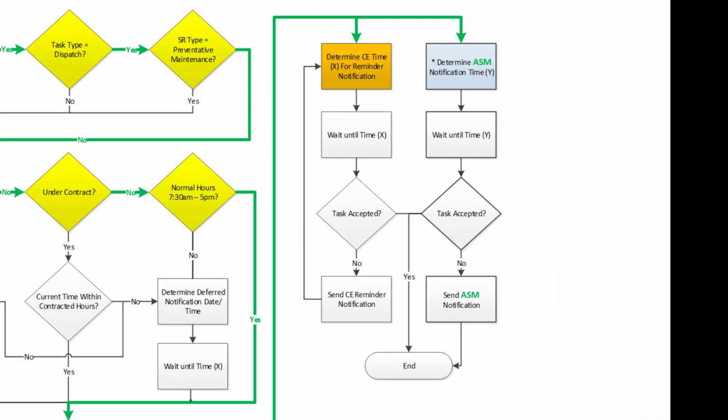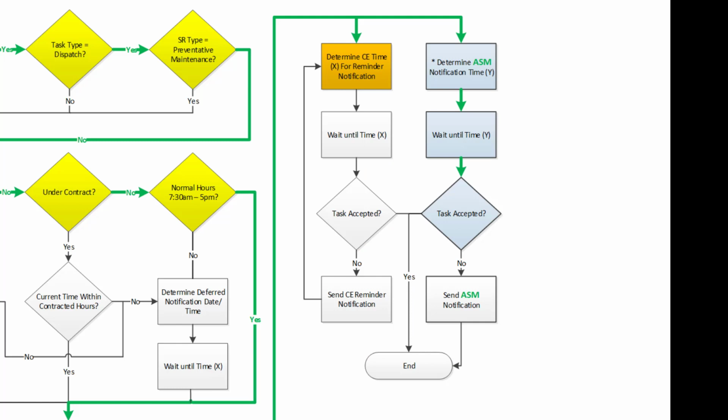Once the initial notification has been sent, the time for reminder notifications is determined for both the technician and the area service manager. The background job runs, which comes to a decision: has the task been accepted? If the answer is no, a reminder notification is sent. If the answer is yes and the task has been accepted, the reminder notifications stop.